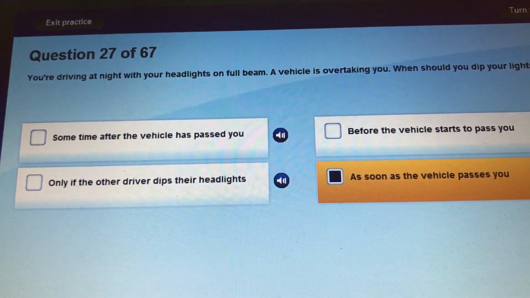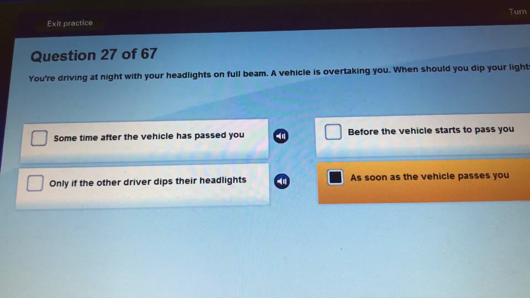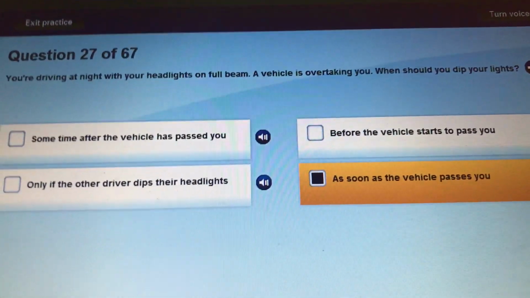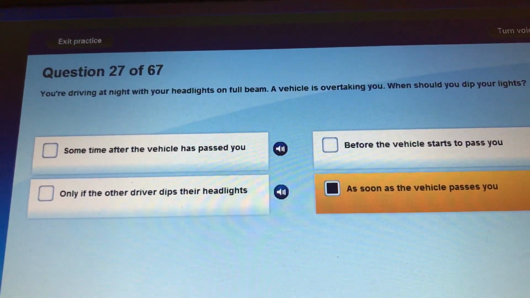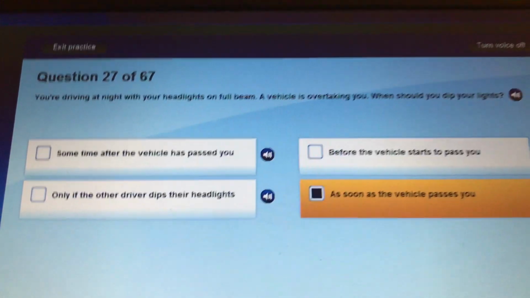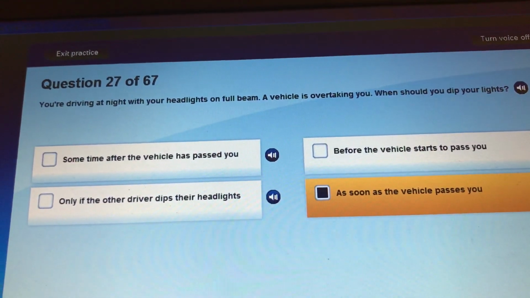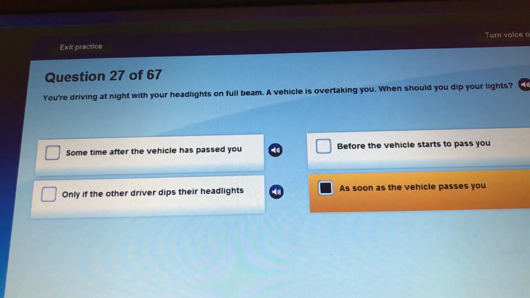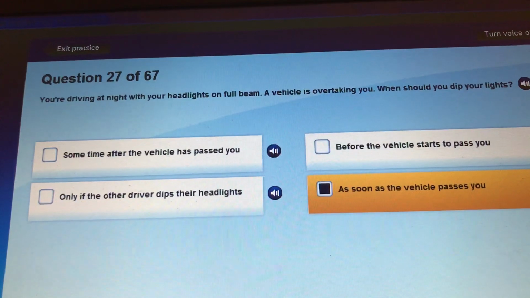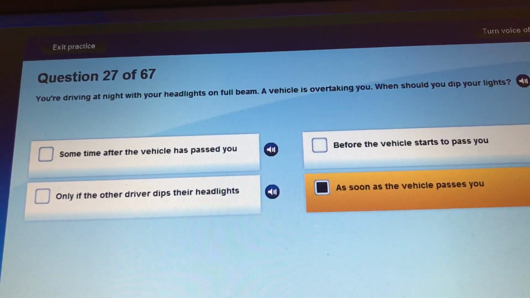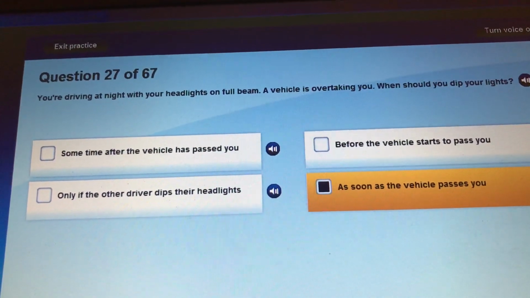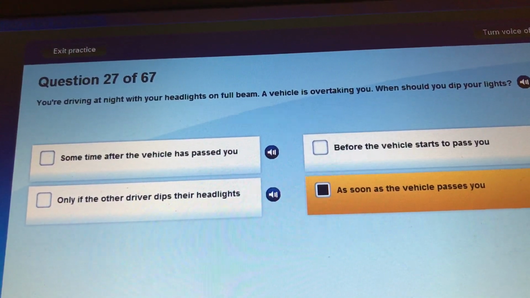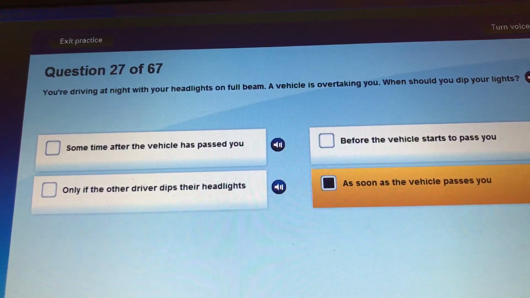You are driving at night with your headlights on full beam, which is wrong because on a clear night you are not supposed to have your full beam on because it is dazzling other drivers. But in this question, they are saying for some reason your headlights are on full beam. Now you are overtaking another vehicle. When should you change your full beam to dipped headlights?